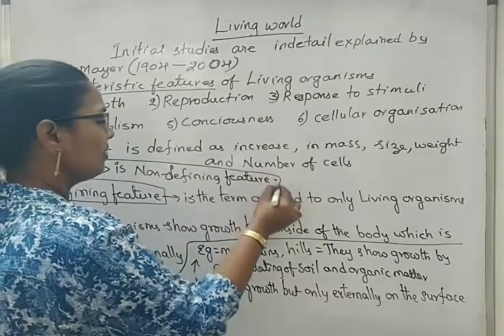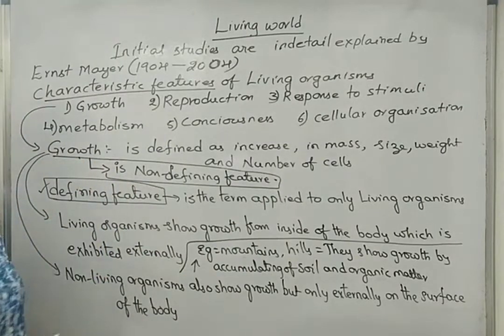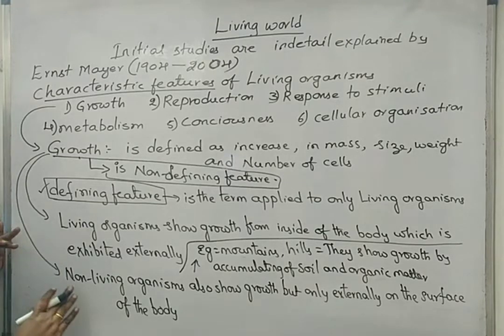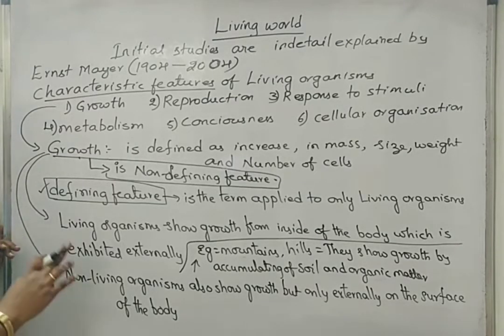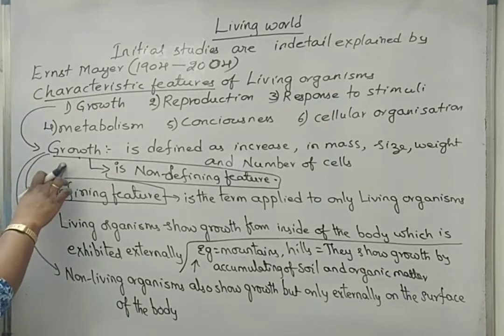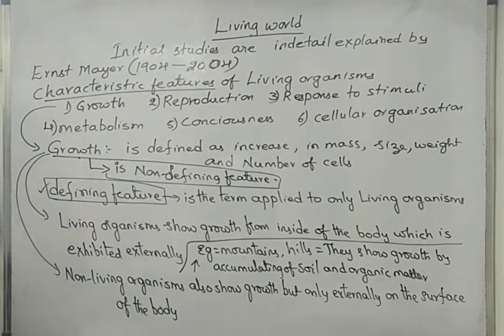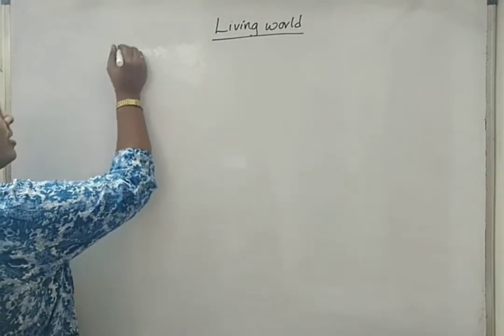Again I am telling, defining feature is the term that has to be applied only for living organisms. But growth is shown in living organisms, it is okay. But it is also seen in case of non-living organisms, so that growth is called as non-defining feature. Next characteristic feature is reproduction.